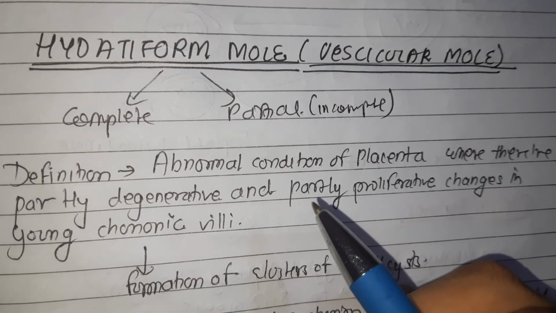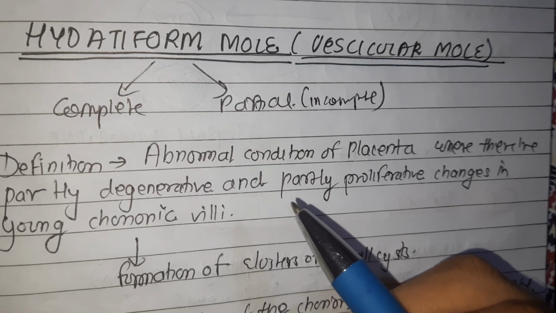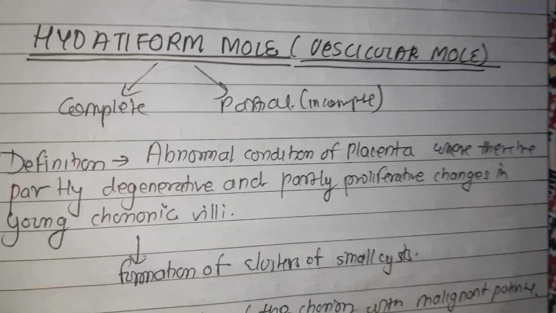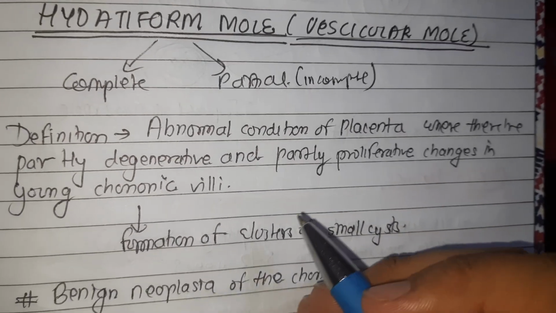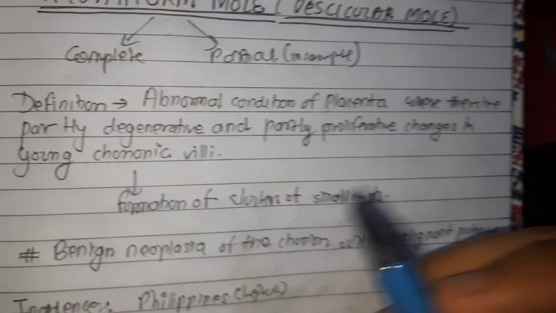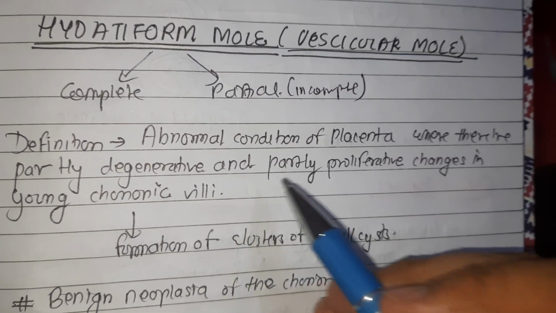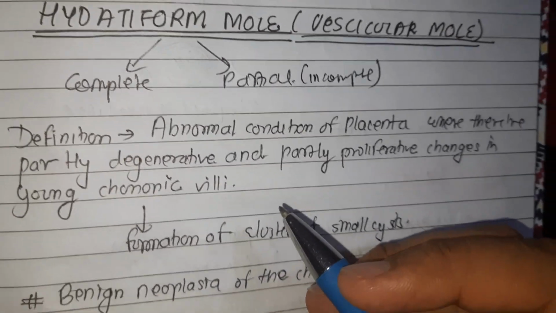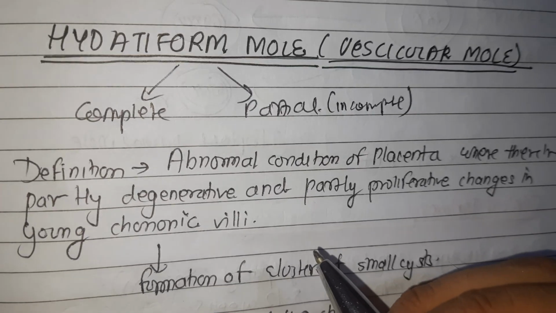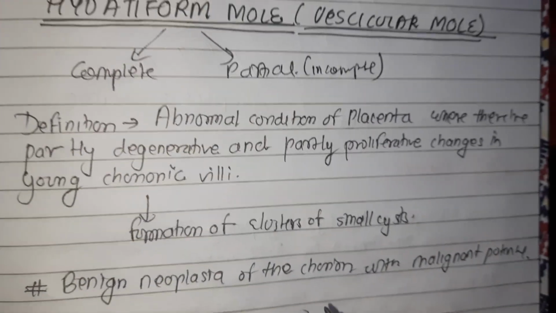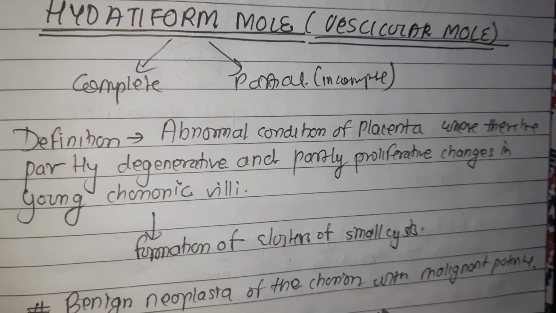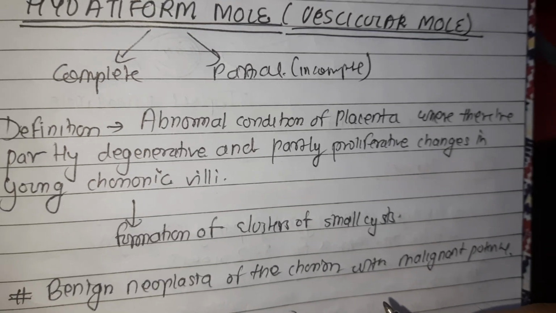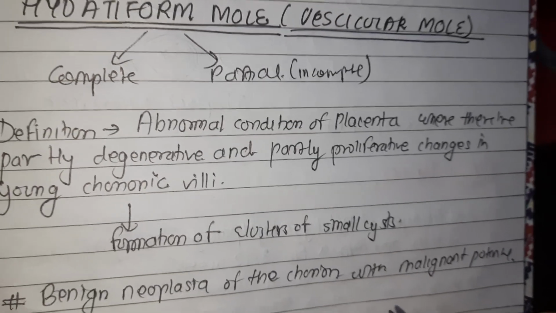Hydatidiform mole is an abnormal condition of placenta where there are partly degenerative and partly proliferative changes in the young chorionic villi. That is known as hydatidiform mole, and these result in formation of clusters of small cysts of varying sizes. Because of its superficial resemblance to hydatid cyst, it is named hydatidiform mole, and it is best regarded as benign neoplasia of the chorion with malignant potential.